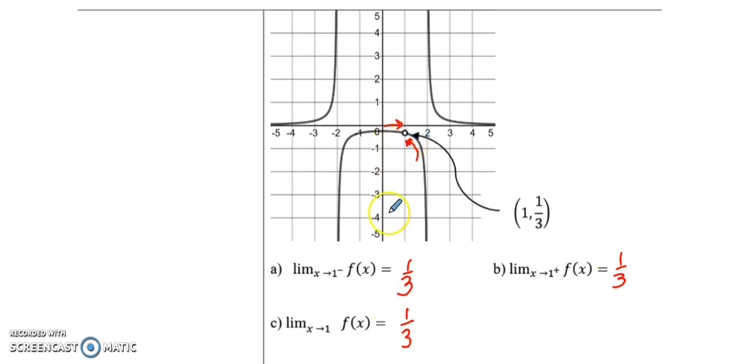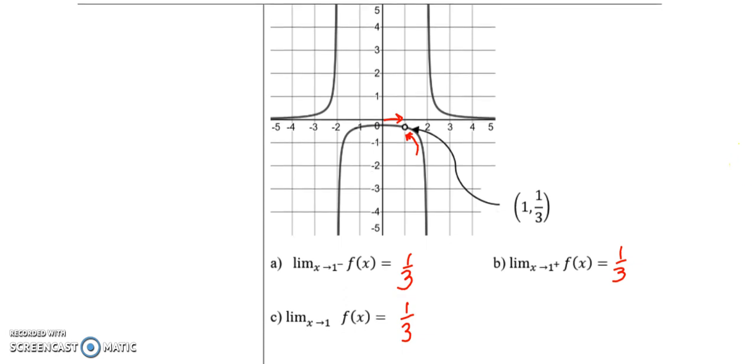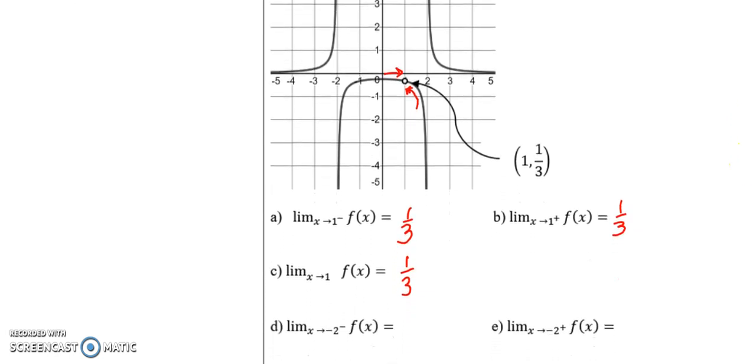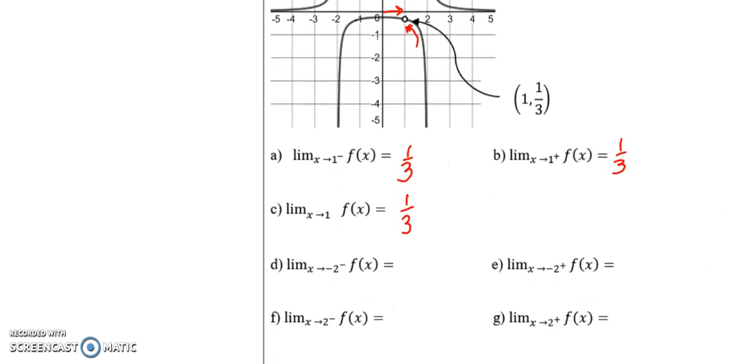Okay, notice it's not moving left, it's from the left. So this is the negative side of it, and this is the positive side of that number. Sometimes that makes a difference. Think about parabolas, absolute values, and other things like that. Different things.